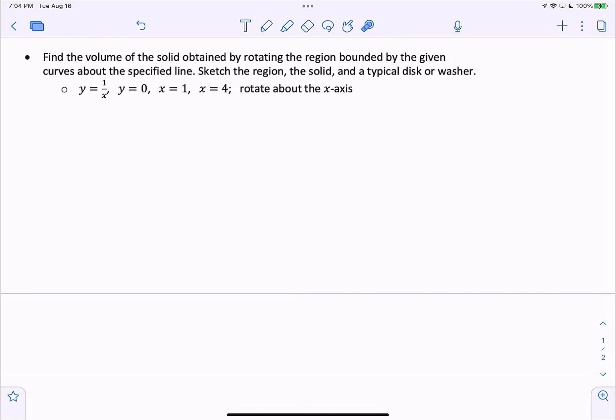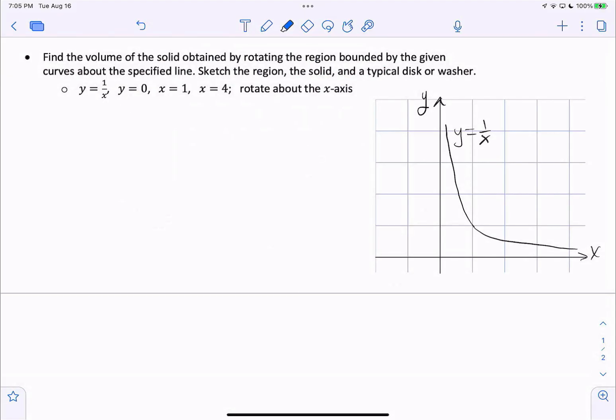Let's look at this example. We're going to find the volume of a solid obtained by rotating a region about an axis. We're going to sketch the region, the solid, and a typical disk or washer. Our region is bounded by y equals 1 over x, y equals 0, x equals 1, and x equals 4.